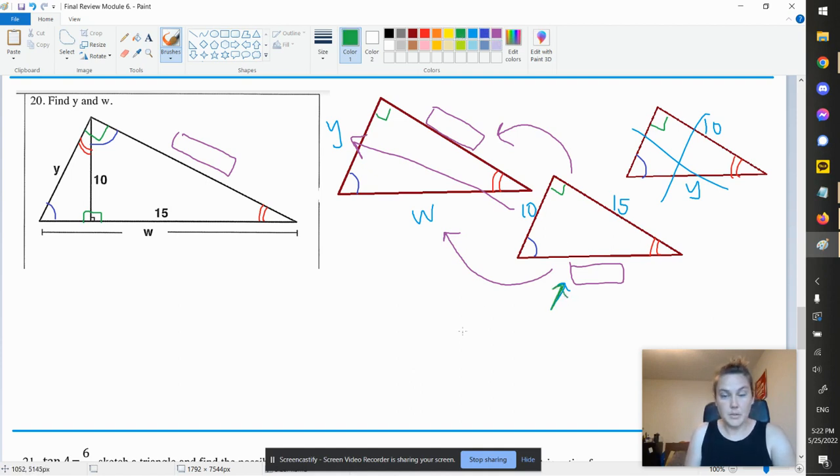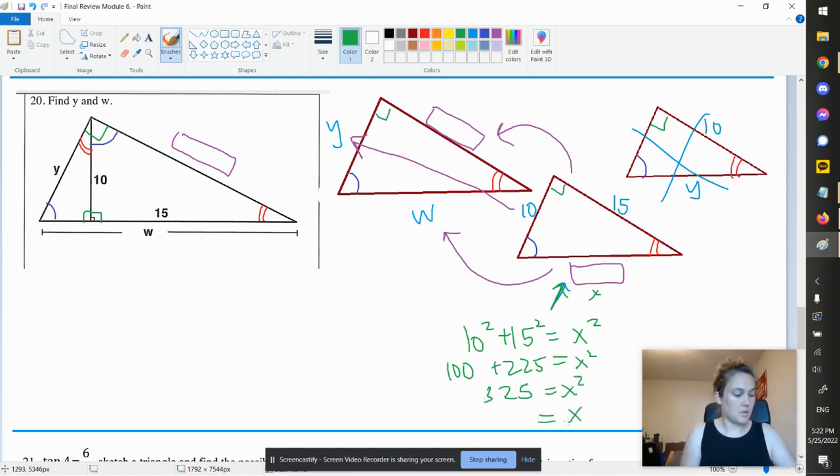This is the hypotenuse. So we'll get 10 squared plus 15 squared equals, we'll call it x squared. 100 plus 225 equals x squared. So x squared is 325, which makes x the square root of 325. 325 square rooted is 18.02. I'm going to be bad. I'll just put 18. All right, there we go.